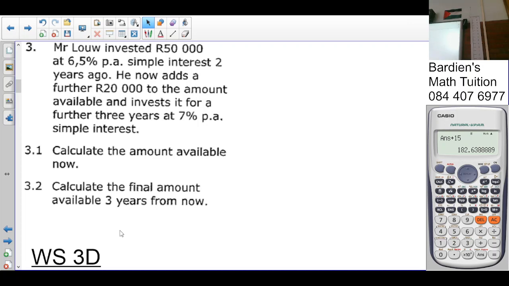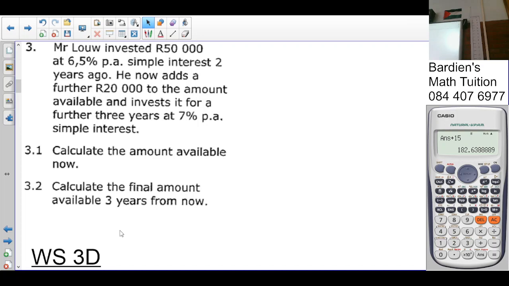Right. Mr. Lowe invests 50,000 rand. Mr. Lowe is not a teacher. You don't have 50,000 rand. Right? He must be an investor or something. An engineer or something. Alright. Mr. Lowe invested 50,000 rand at 6.5% per annum, simple interest, 2 years ago. So he adds a further 20,000 rand to the amount available and invested for a further 3 years at 7% simple interest. Calculate the amount available now.